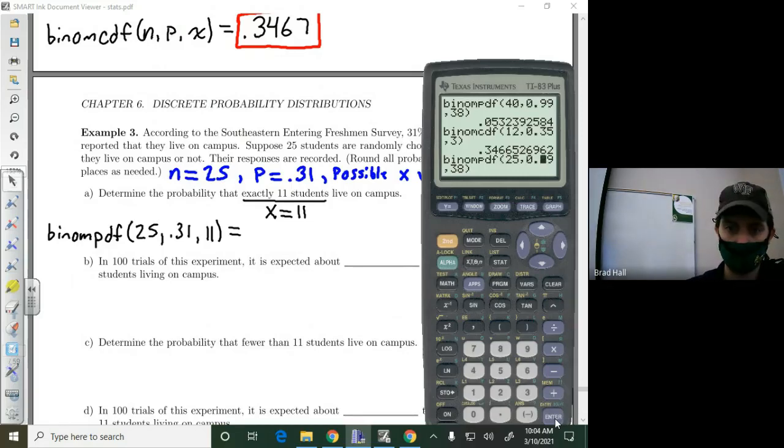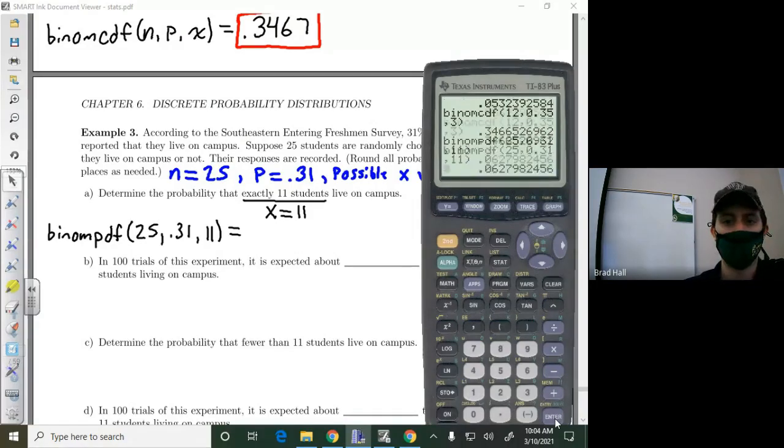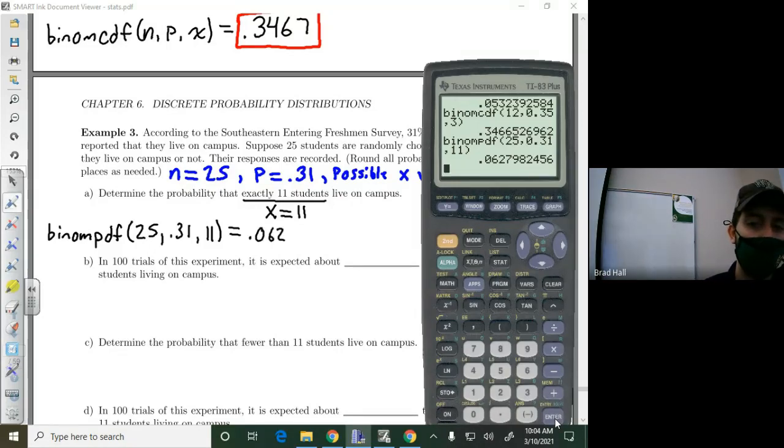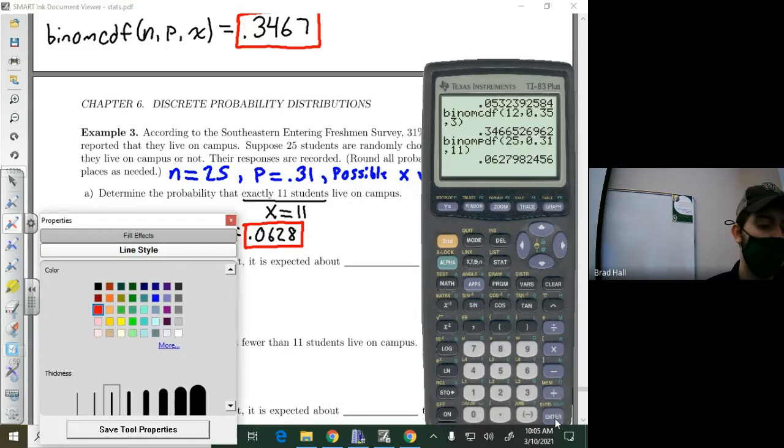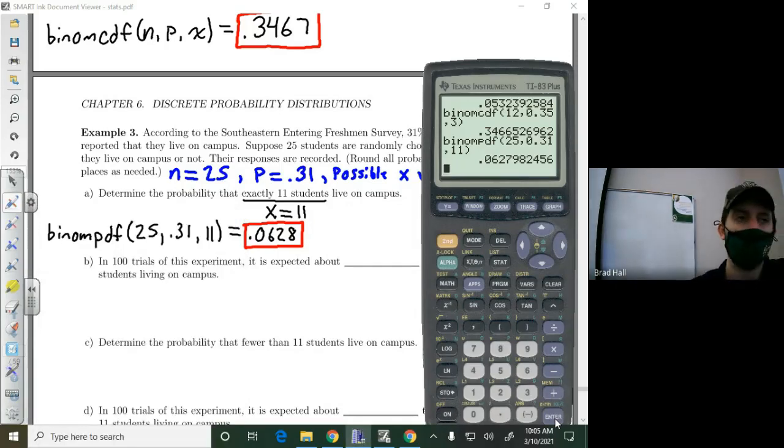0.5, 0.31, and 11. Put that in correctly, you should get 0.0628. So simple as that. So everyone good up to here? Pretty straightforward stuff.